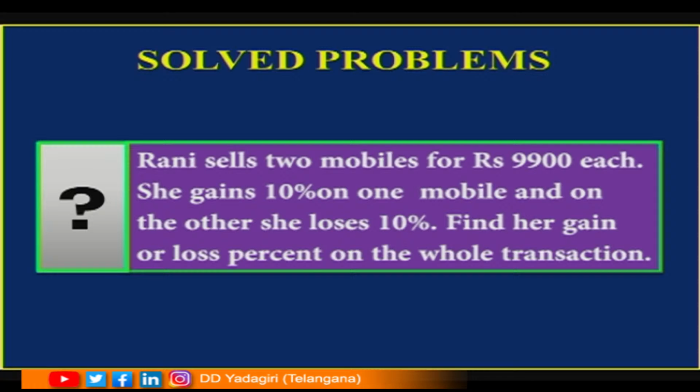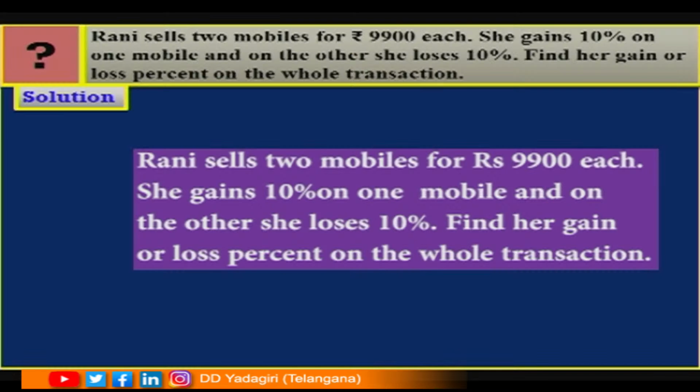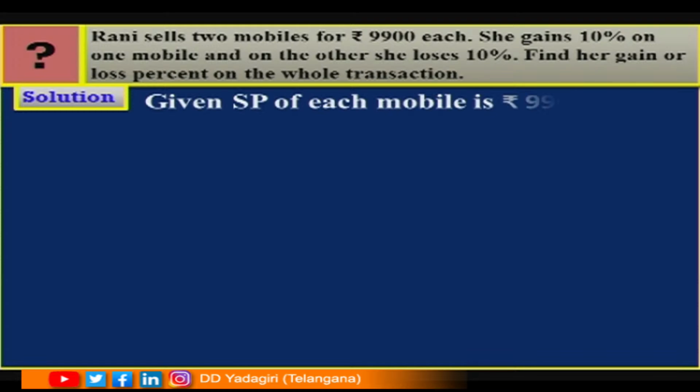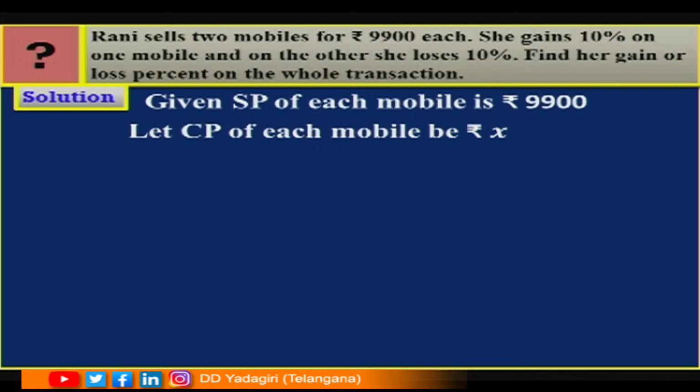Rani sells 2 mobiles for 9,900 rupees each. He gains 10% on one mobile and on the other he loses 10%. Find his gain or loss percent on the whole transaction. Let us start with the solution. So, given selling price of each mobile is 9,900 rupees. So, we have to calculate the cost price here. So, let us assume the cost price of each mobile as x rupees.